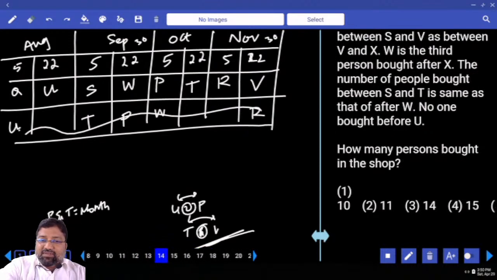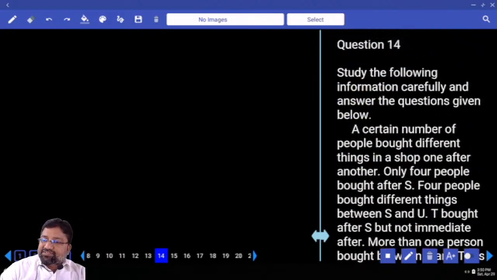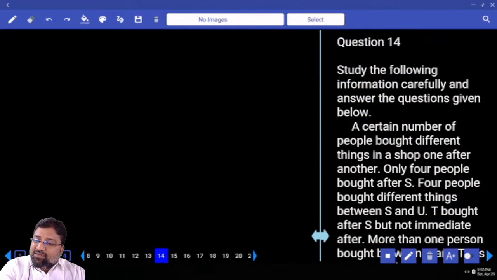R. Now I have another puzzle here. What's this? Certain number of people bought different things in a shop one after the other. So certain number of people bought different things one after the other.